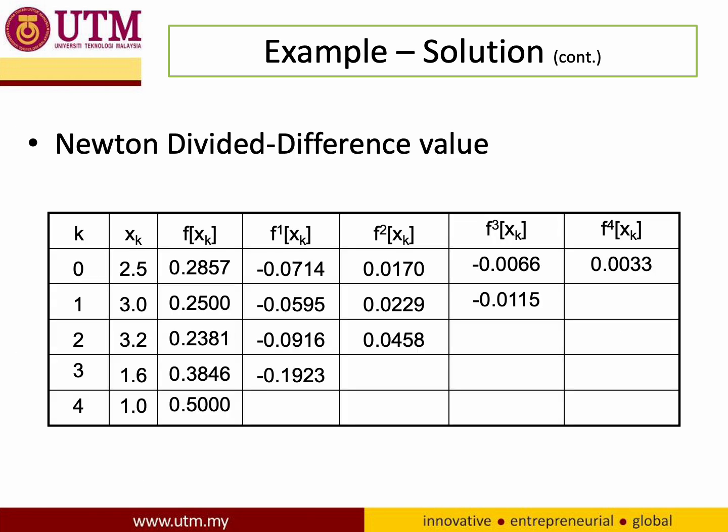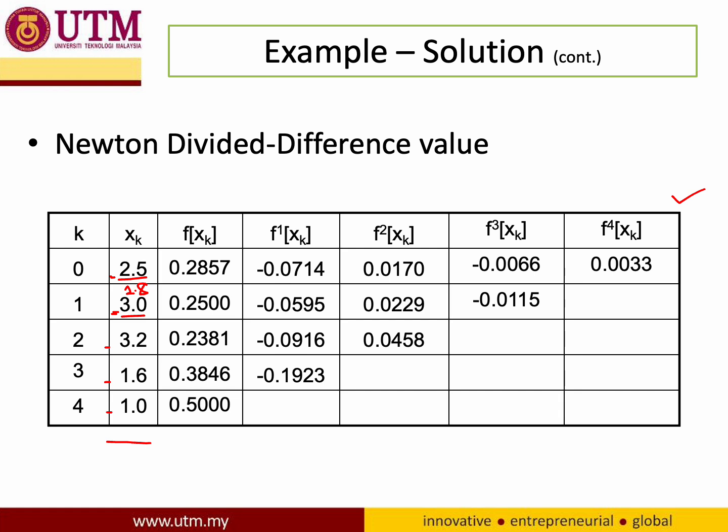This is the answer for the solution before. In this table, if you can see, we start with x0, which is 2.5, and x1 is 3.0. Why? Again, because we want to find 2.8, which is in between 2.5 and 3. So this one will be 0, and this one will be 1. The next closest one is 3.2, the next closest one to 2.8 is 1.6, and the next closest one to 2.8 is 1.0. So this is how the table should be ordered.